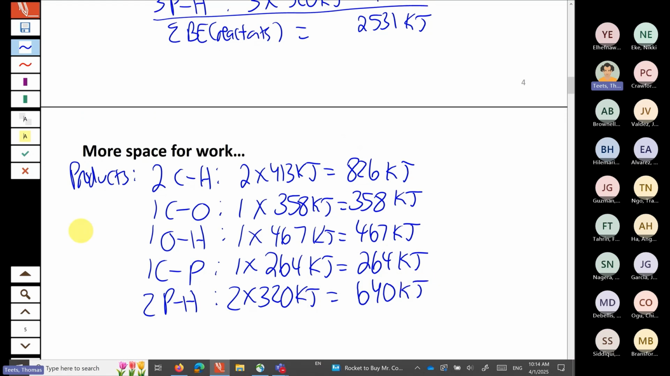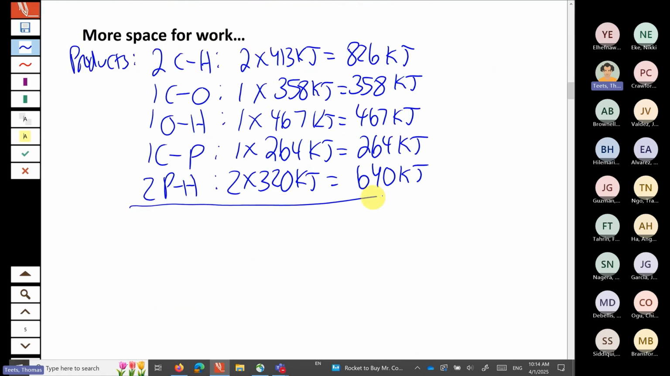So a lot more numbers to keep track of on the product side, but once we have them all, we sum them together to get the sum of the bond energy on the product side of 2,555 kilojoules.